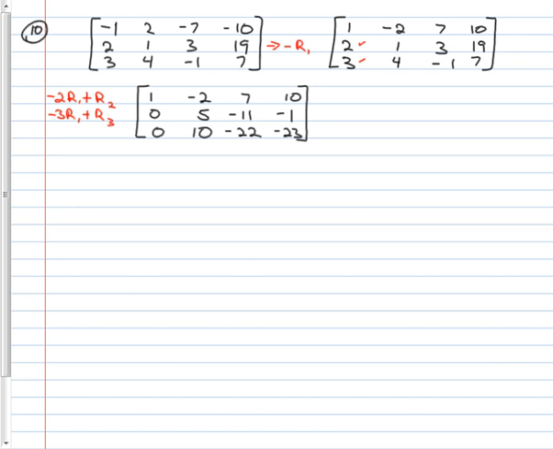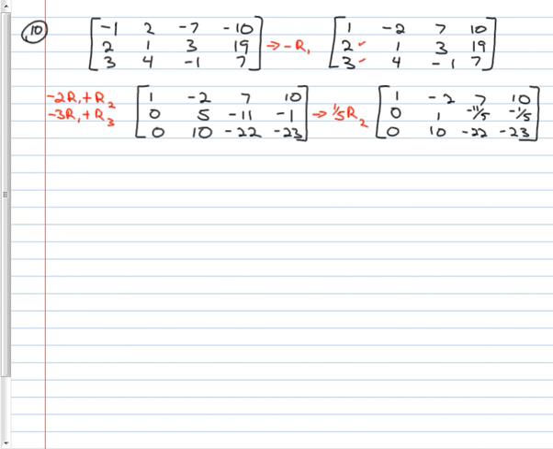Next, what do I want? I want a 1 where that 5 is. I'm going to take 1/5 times row 2. 1, negative 2, 7, 10. Last one, 0, 10, negative 22, negative 23. 0, 1, negative 11 fifths, negative 1 fifth. It's multiplied by 1/5.